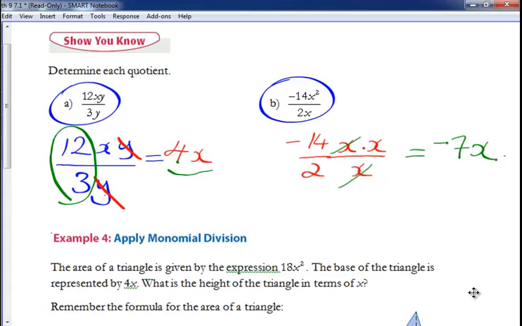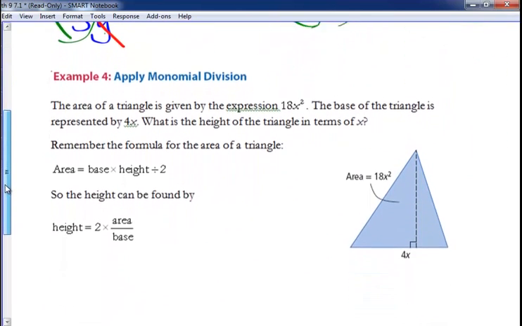And then the next one here, looking at the coefficients of our monomials, negative 14 divided by 2 gives us negative 7. I expanded out the x squared. When I say expand, I wrote it out as x times x instead of x squared. x over x leaves us with 1, and we're left with just a single x: negative 7x. Okay, so our last example is this one here, isn't it?